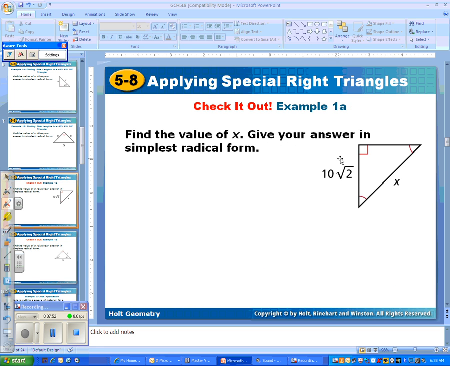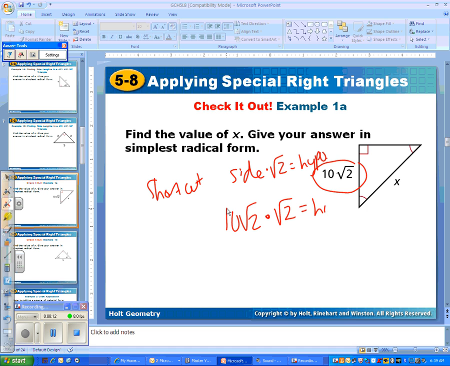What happens if this leg has a radical in it already? Again, the shortcut for a 45, 45, 90 triangle is to take this side and multiply it by radical 2, and that will always equal the hypotenuse. So the side length is 10 radical 2, and if you multiply that by radical 2, that should equal the hypotenuse. Side length multiplied by radical 2 equals the hypotenuse. So what is a radical 2 times a radical 2? That's radical 4, and the square root of 4 is 2. So what is 10 times 2? That's 20. So the hypotenuse is 20.